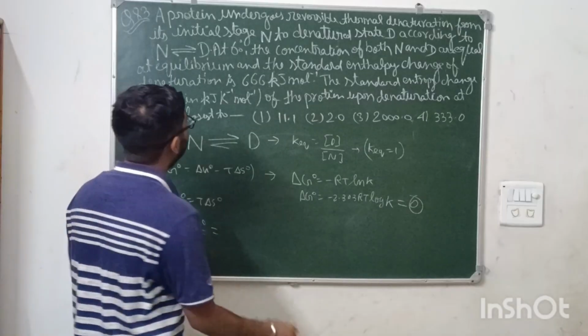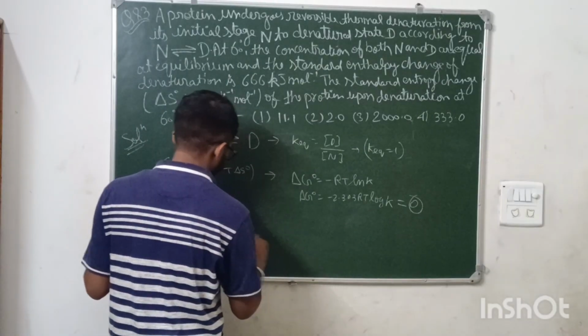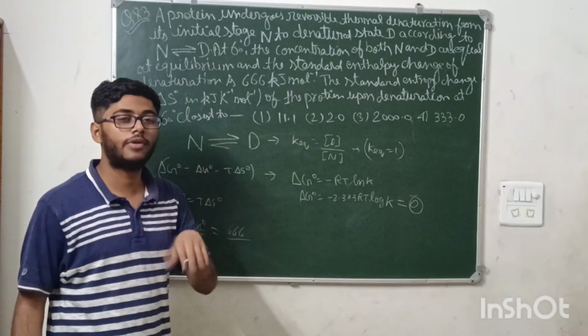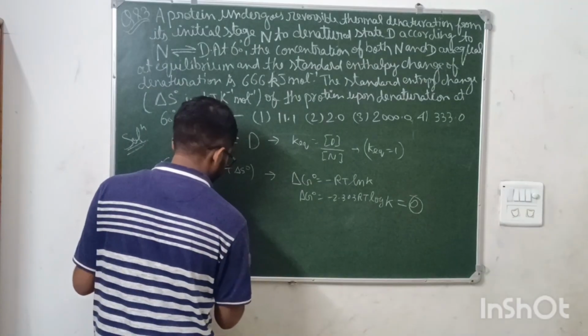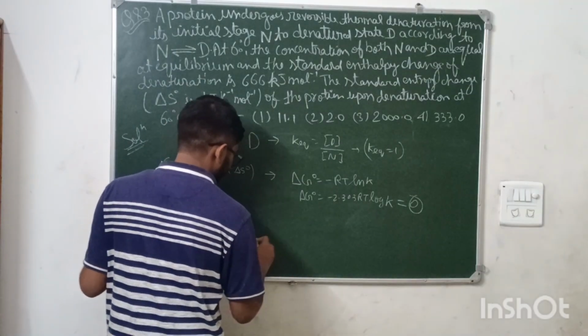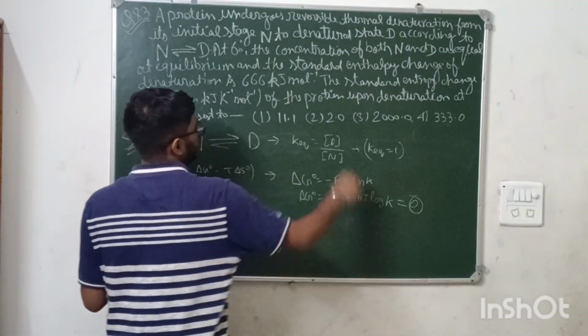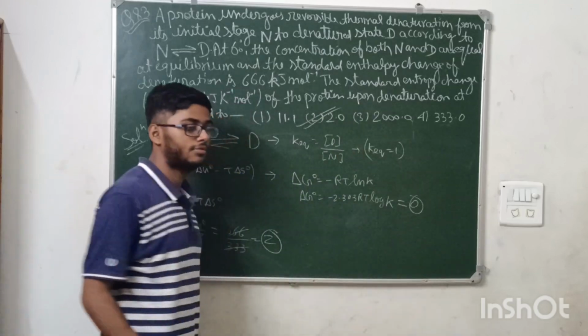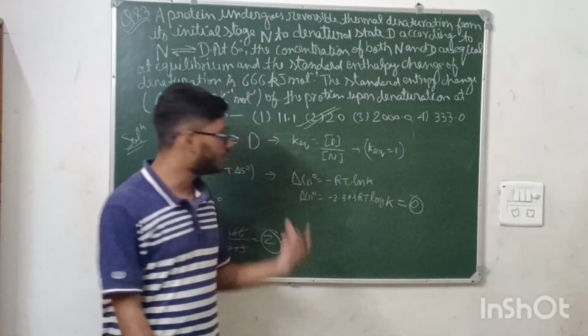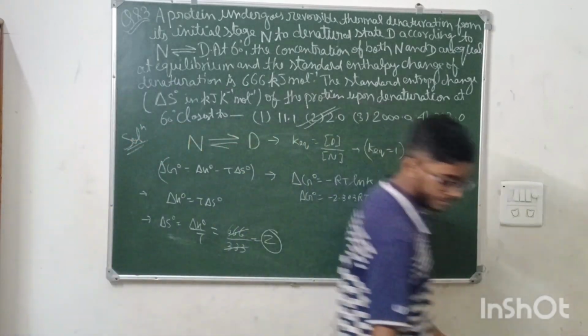Delta H naught is 666, and the temperature is 60 degrees. You convert this into Kelvin, so it comes out to be 333 Kelvin. So 2 is the answer for this question, option number 2. It was an easy question. Moving on to the next question.